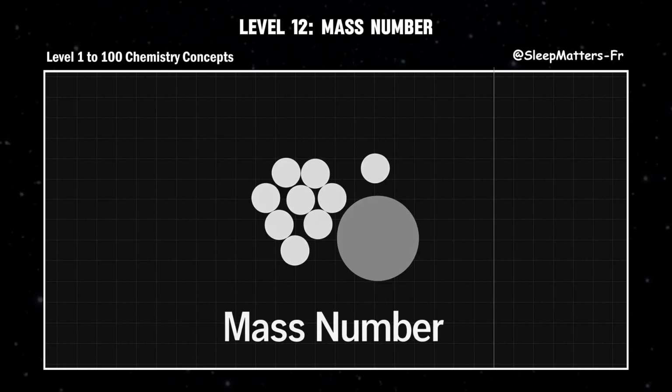Level 12. Mass number. If the atomic number is an atom's identity, then the mass number is its weight. But this weight is not like the weight of your body. It is not something you see on a scale. It is the weight of the nucleus. The weight of the core. The mass number is the total of protons and neutrons inside the nucleus.